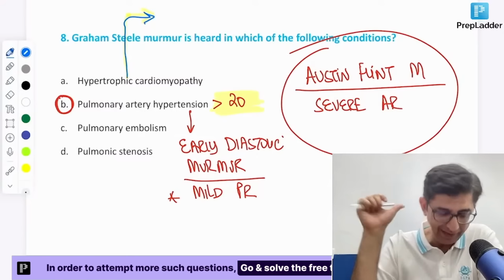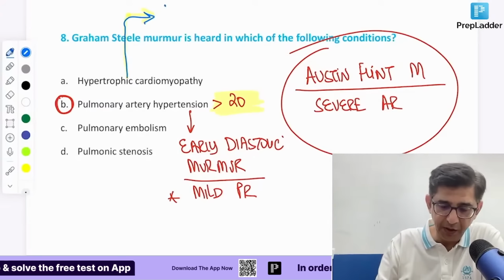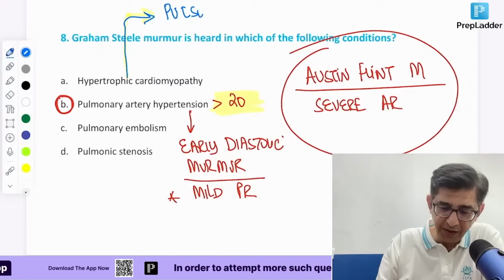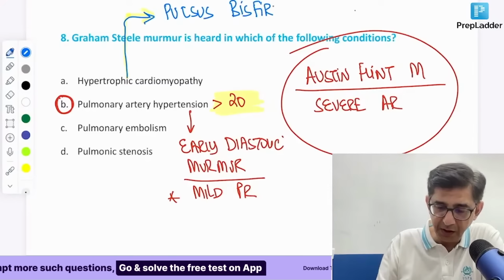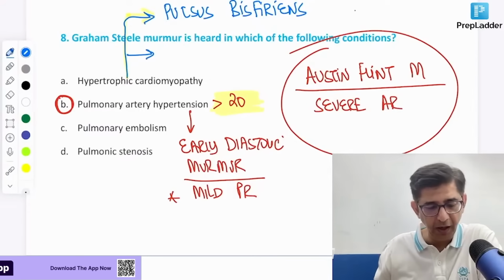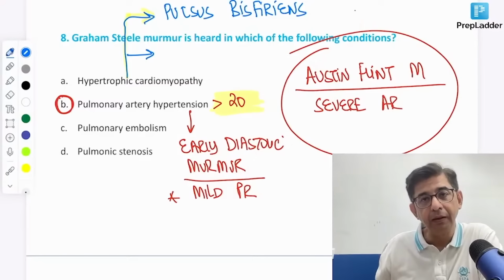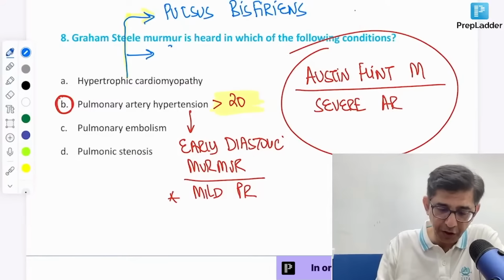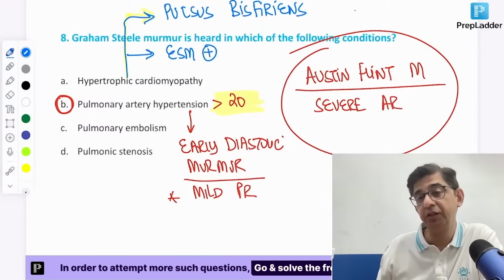Yes. In hypertrophic cardiomyopathy, the pulse that is present is pulsus bisferiens. Important statement to be remembered: pulsus bisferiens is the pulse finding in this condition. And when it comes to the murmur in this case, it would be an ejection systolic murmur. So two things have to be remembered: pulsus bisferiens and ejection systolic murmur.